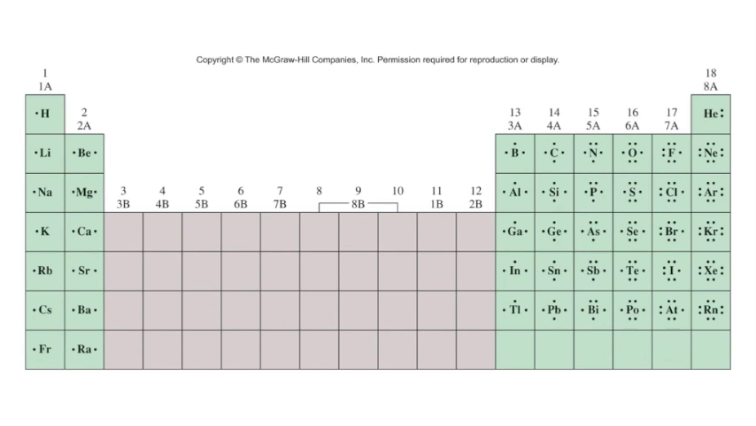So here we have the periodic table, and we've got all of the different families here with their number of valence electrons represented in Lewis dot structure. Now, what do we say? Things that are in the same family behave similarly. Why?